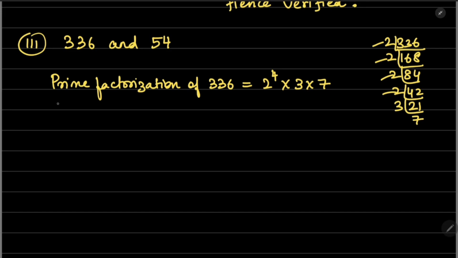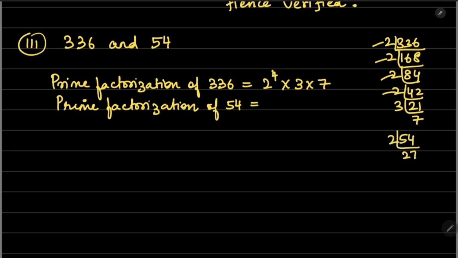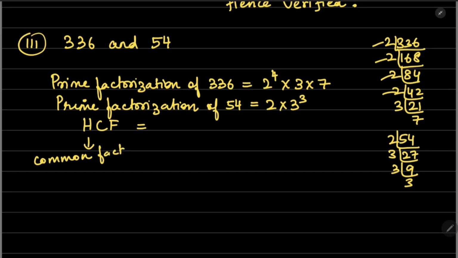Okay, and the prime factorization of 54 is nothing but, so 54 start with 2, 27 and then 3, 9, again 3, 3. So it is 2 multiplied by 3 cube, right? So whenever you have HCF, you have to take the common factors with the lowest power. Okay, lowest power.